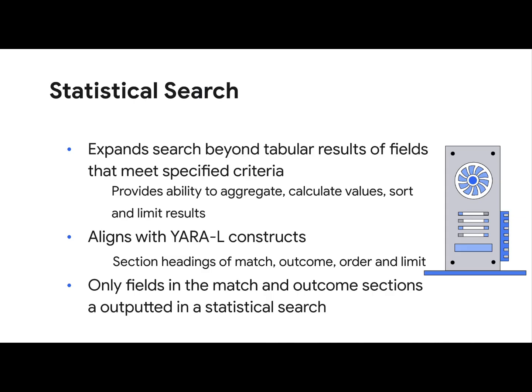Finally, it's important to note that while any field in UDM can be used in a search, when we get to the point where we are aggregating and calculating values, only the fields that are referenced in the match and outcome sections are the fields or variables that are going to be used in the results of your statistical search. We'll walk through all of this by looking at some real-world examples, so with that brief introduction, let's dive in.